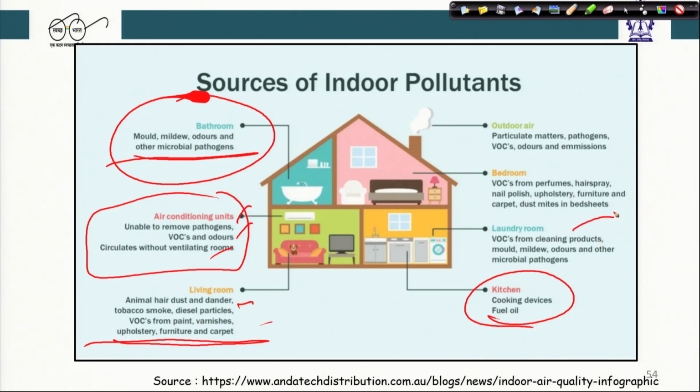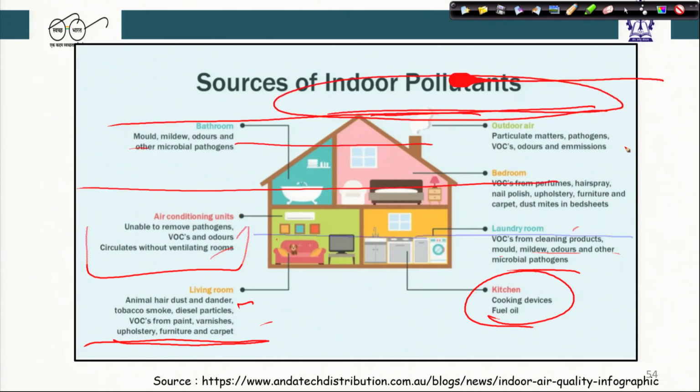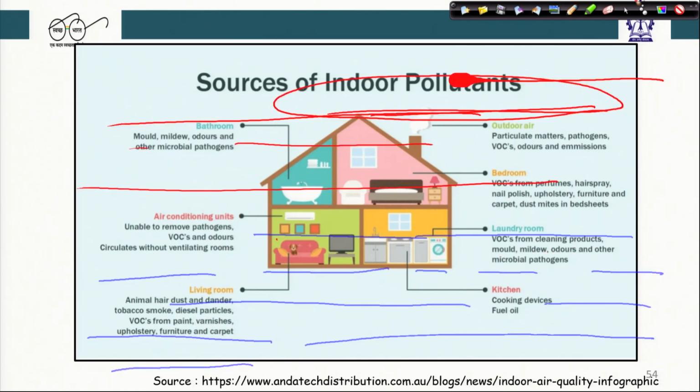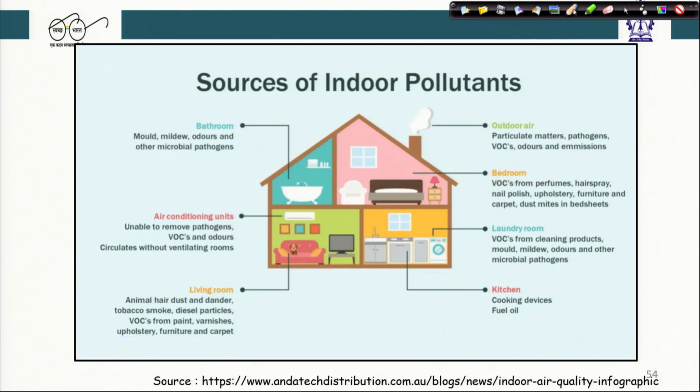Laundry room, VOCs from cleaning products. VOC is volatile organic carbon. Again, mold, mildew, odor and other microbial pathogens. From the bedroom, you have VOCs from perfumes, hairspray, nail polish, furniture, carpet, and dust mites in bed sheets. Outdoor air has particulate matter, pathogens, VOCs, odors and emissions. All can get into the building, and then you are exposed to those air pollutants from time to time.